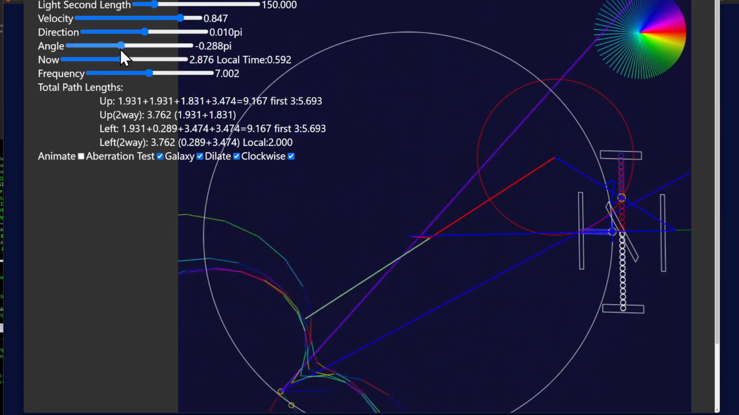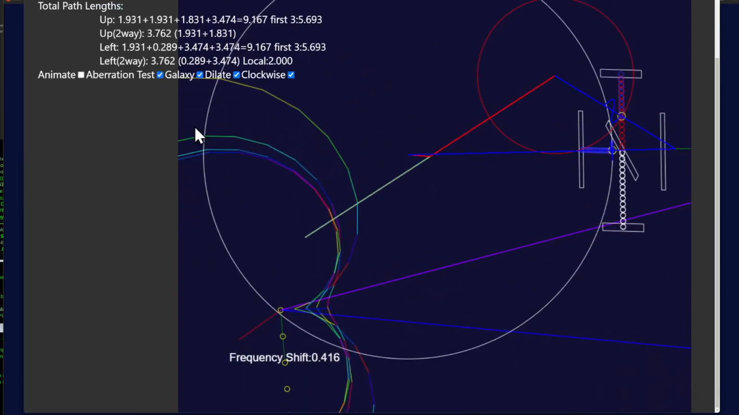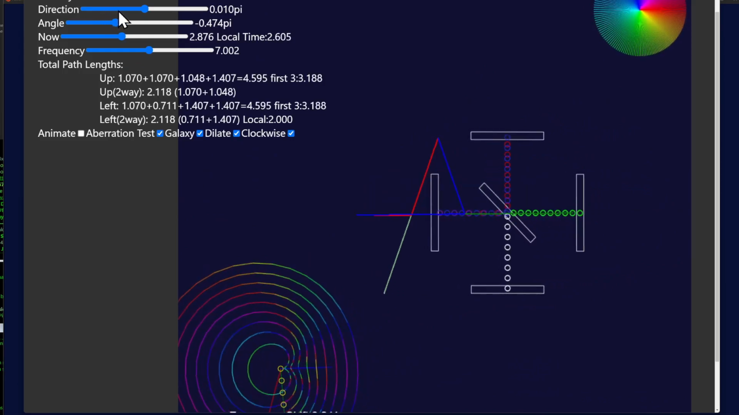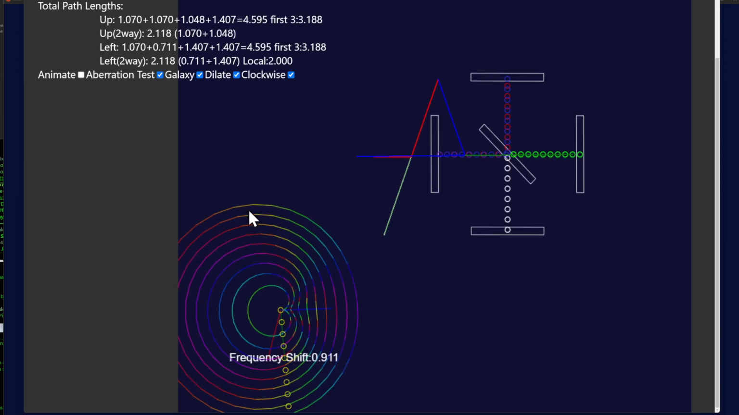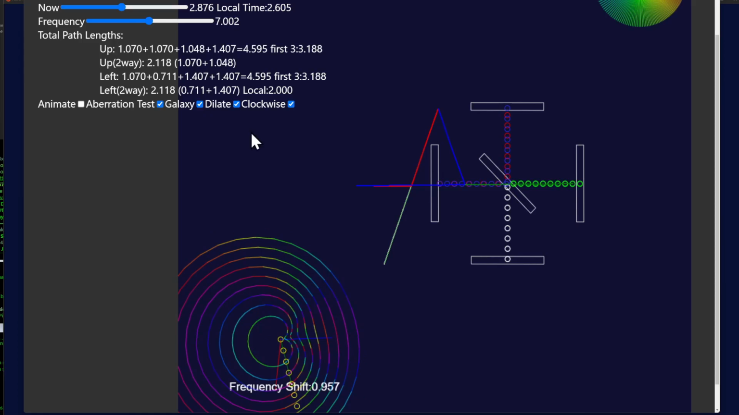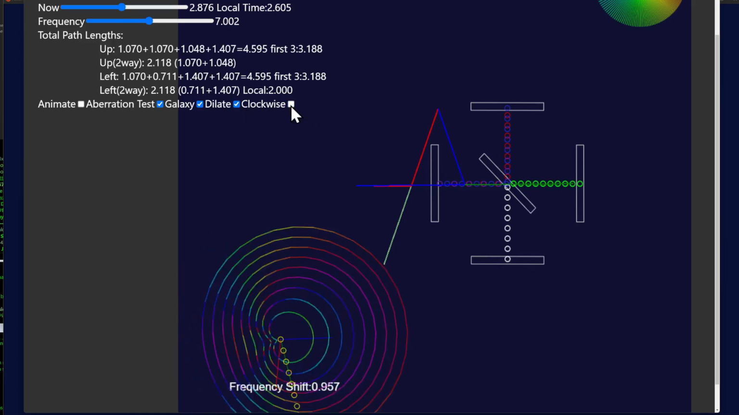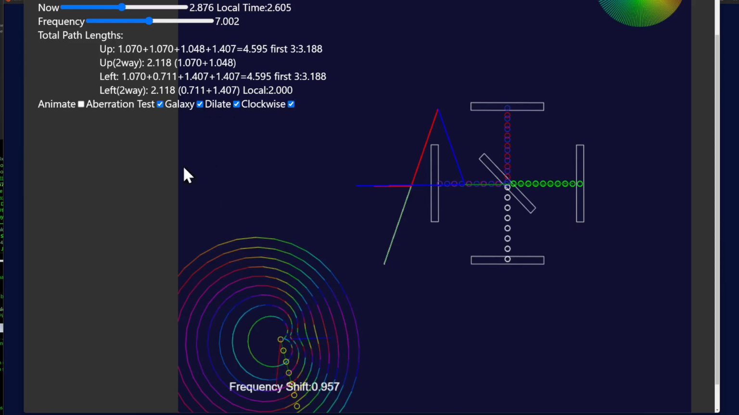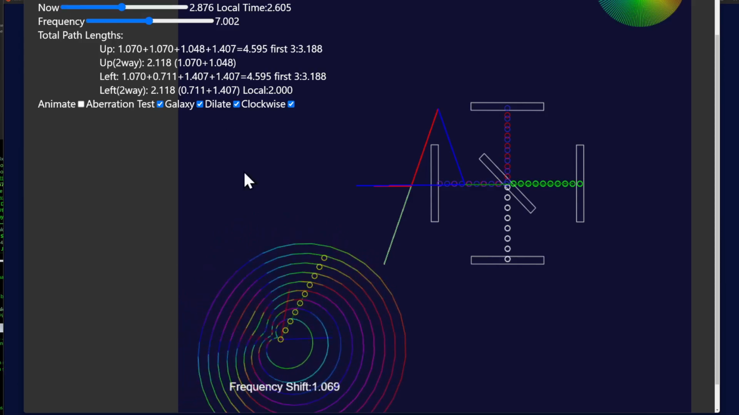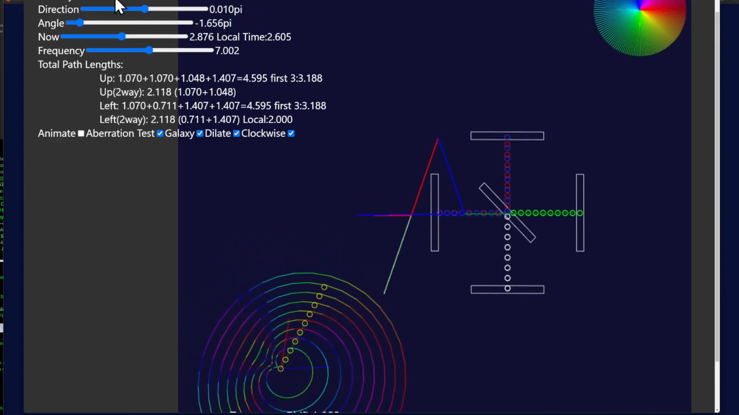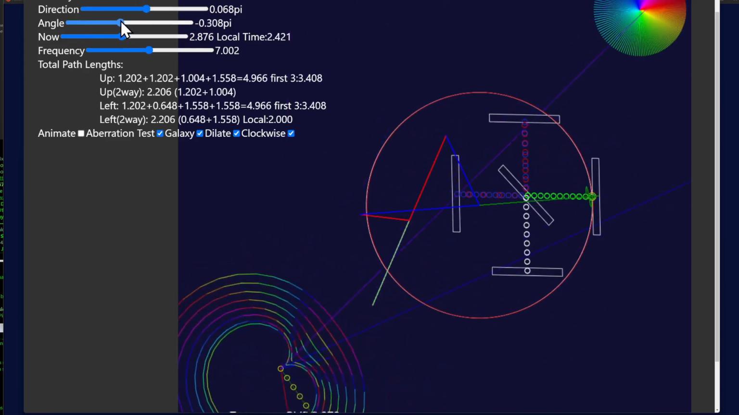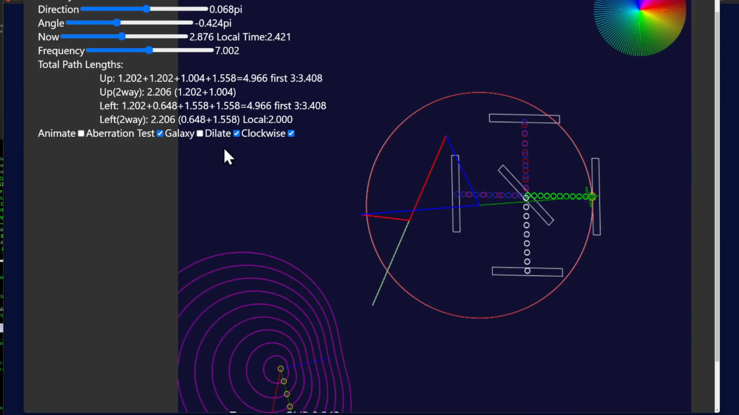I was also playing with just this light aberration phenomenon and frequency shift. There's a Doppler shift in this too, and depending on the angle that the aberration is seen from, it has a different amount of aberration, which is kind of more important in the Galaxy version.